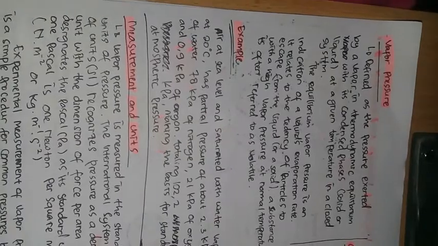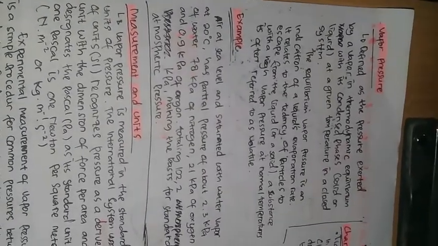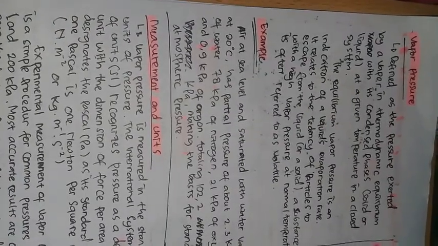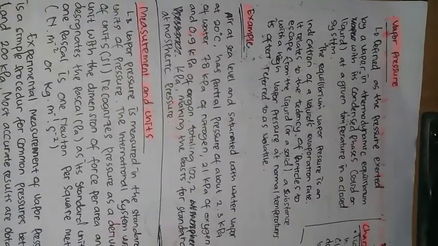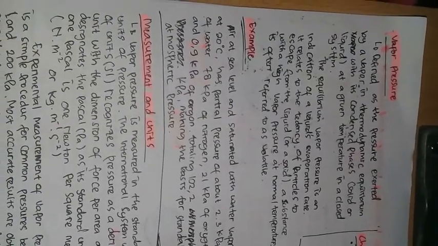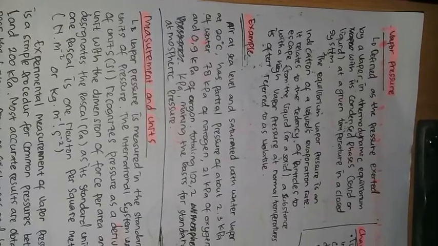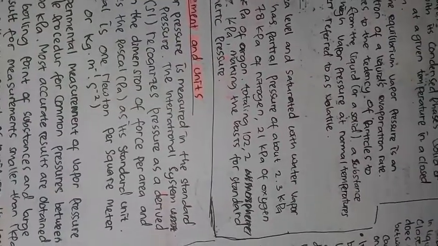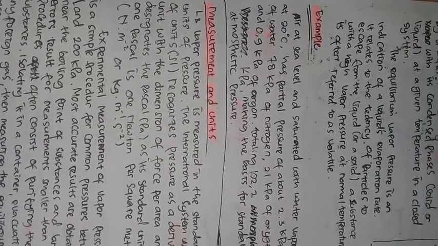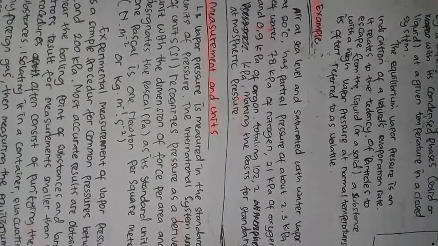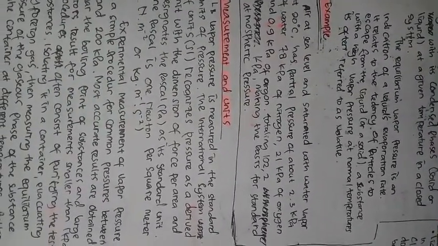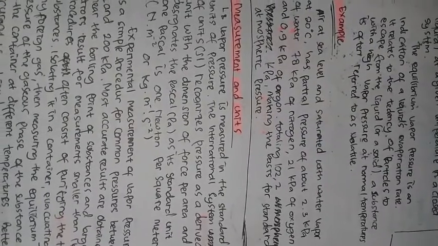Example: air at sea level and saturated with water vapor at 20 degrees Celsius has partial pressures of about 2.3 kPa of water, 78 kPa of nitrogen, 21 kPa of oxygen, and 0.9 kPa of argon, totaling 102.2 kPa, making the basis for standard atmospheric pressure.